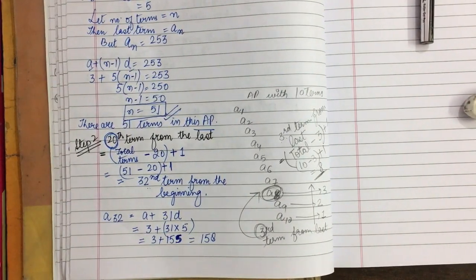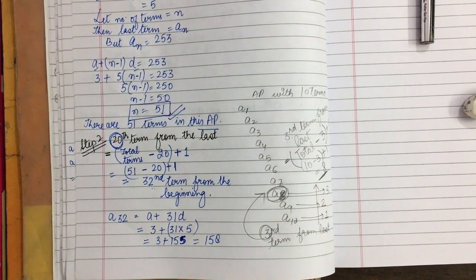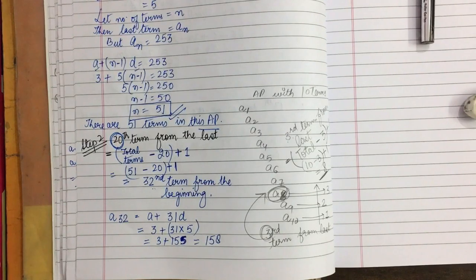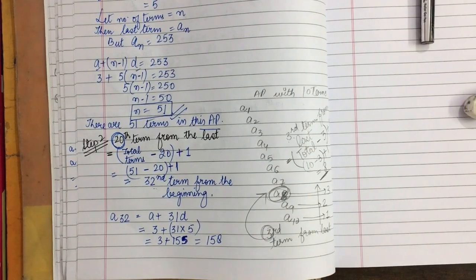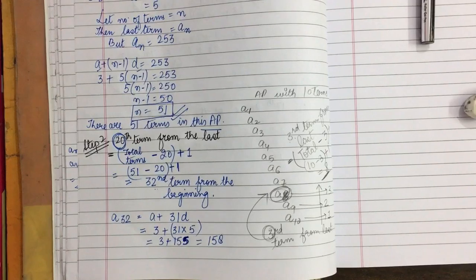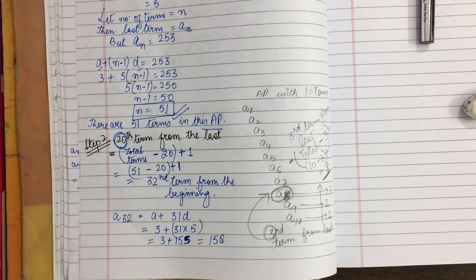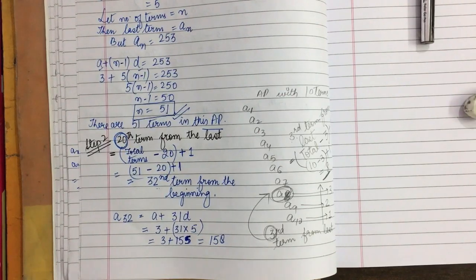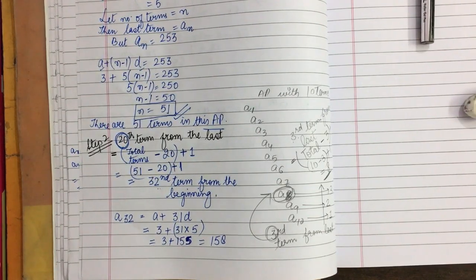Once again, this is the first method which we use to find out the 20th term from the last of the given AP. This is the first method and it has two steps. The first step is to find out how many terms are there in all. So we have found the number of terms. The total number of terms is 51. And then since we are looking for the 20th term from the end, we want to find out what will be the position of that term if we count from the beginning.